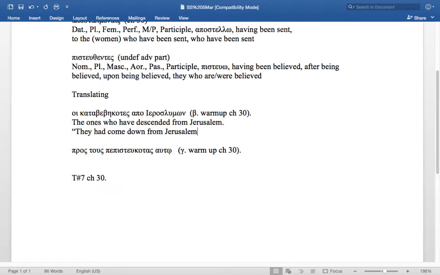So what would be the difference between these two sentences? The ones who have descended or come down from Jerusalem, and they had come down. You think about it, this one is drawing attention to a verbal action, whereas this one is drawing attention to the people who did the verbal action. And that is the function of a substantival participle. It's the group who did something. And that's why you had the ones who. You translated it like an indicative verb. Sometimes the participles will function that way, but generally they won't.